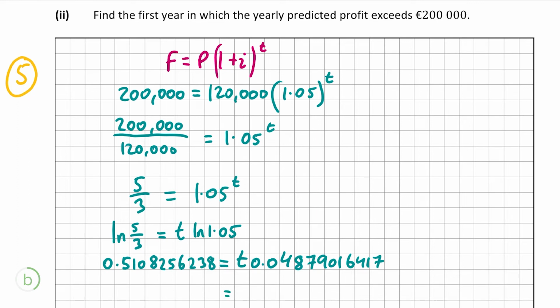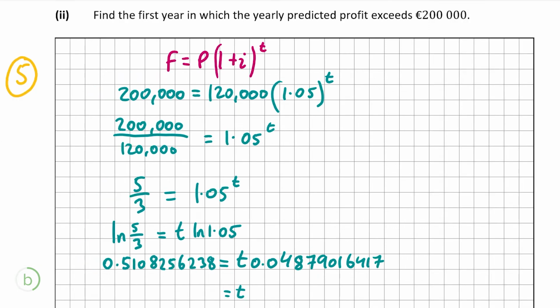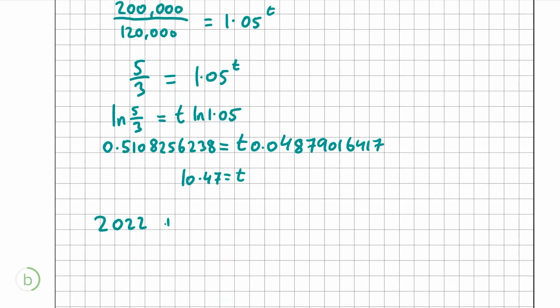So now dividing both sides by 0.04879016417, we get t on the right hand side. And let's use a calculator now to work out what we get on the left hand side. So we get 10.46984843. Correct to 2 decimal places, that's just 10.47, which means after almost 10.5 years the profit will exceed €200,000. So if we're starting at 2022, 10 and a bit years after that will be in 2033. So therefore the profit will exceed €200,000 in 2033.